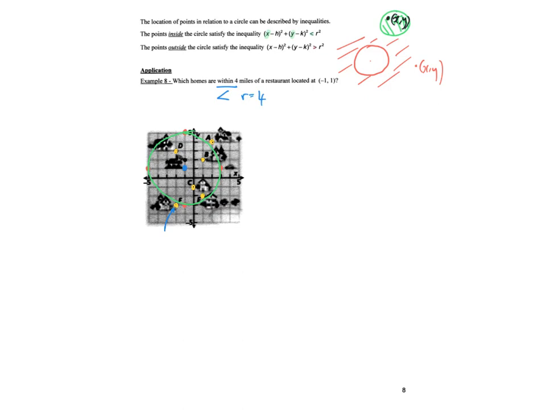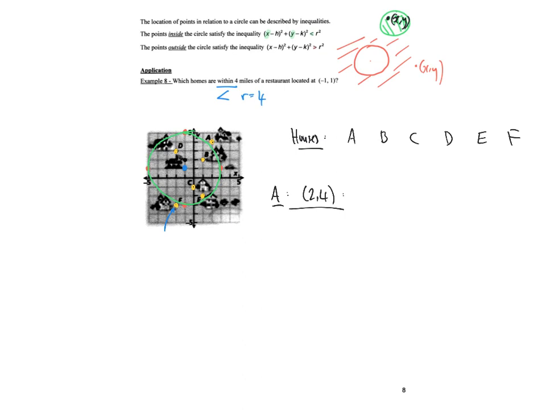So the way we can mathematically verify this is to pin down where the houses are and verify which of those points satisfy one of our inequalities. So we have houses A, B, C, D, E, and F, and we just need to test them. For example, if we test point A, A lies at coordinates 2, 4. So let's check, does that satisfy our inequality?